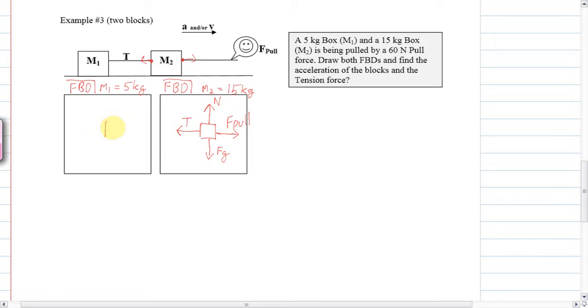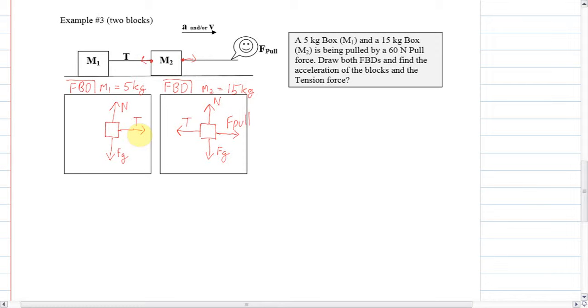So let's do the M1 block here. There's a normal force because it's sitting on the surface. There's a force of gravity pulling down. And there's a tension force pulling it forward. There's our two free body diagrams.